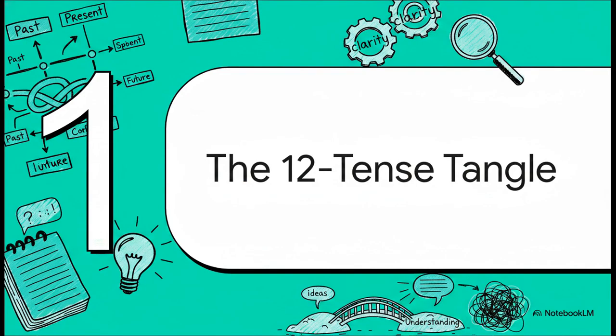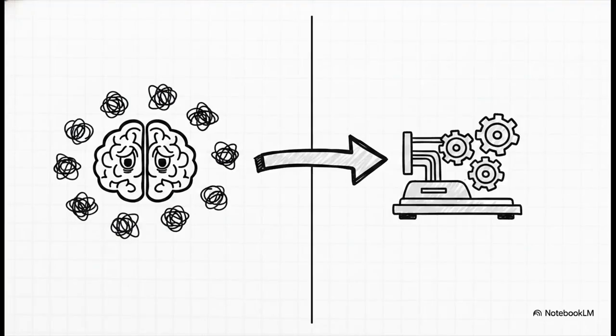Okay, first up, the 12 tense tangle. So, why does this even matter? Well, because getting your tenses right is the difference between someone kind of understanding you and you communicating your ideas with absolute clarity. And here is the big secret. This isn't about having a better memory. It's about having a better system.